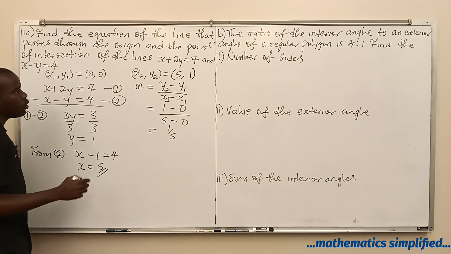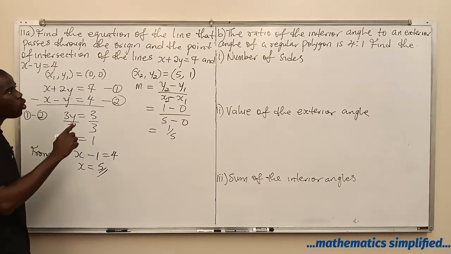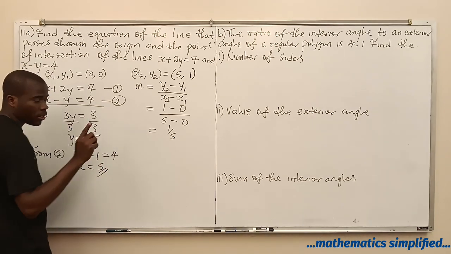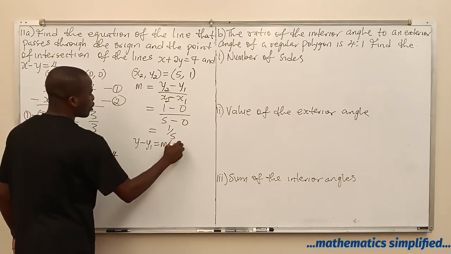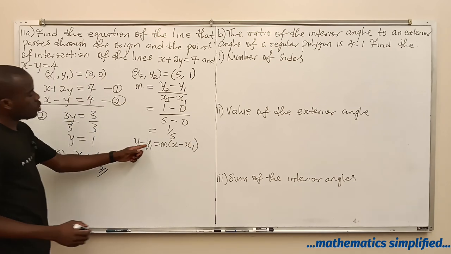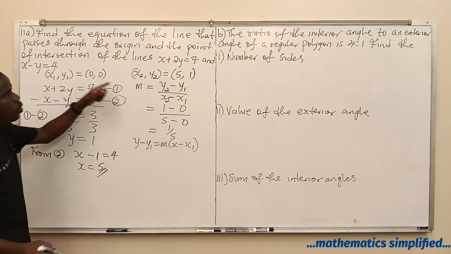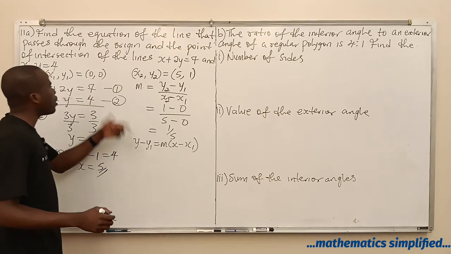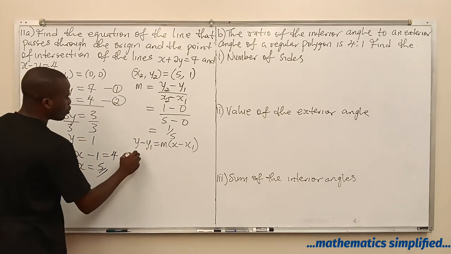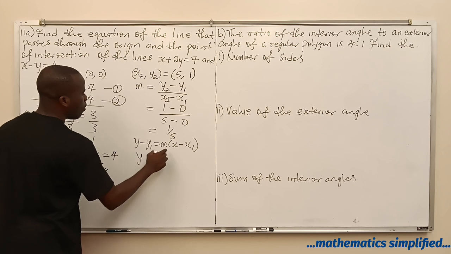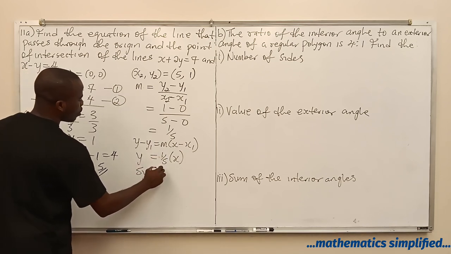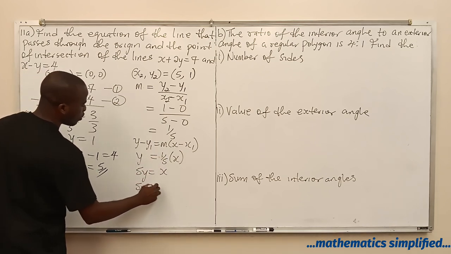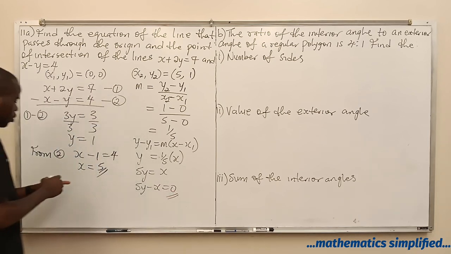And you recall the equation of a line passing through a point is y minus y1 equals m times x minus x1. So we can use either point as x1, y1. Any of them will give us the same answer. So let's use the origin to make things easy for us. y minus 0 equals m, which is 1 over 5, times x minus 0. If I multiply through by 5, I have 5y equals x. So I'll have 5y minus x equals 0. So this is the equation.